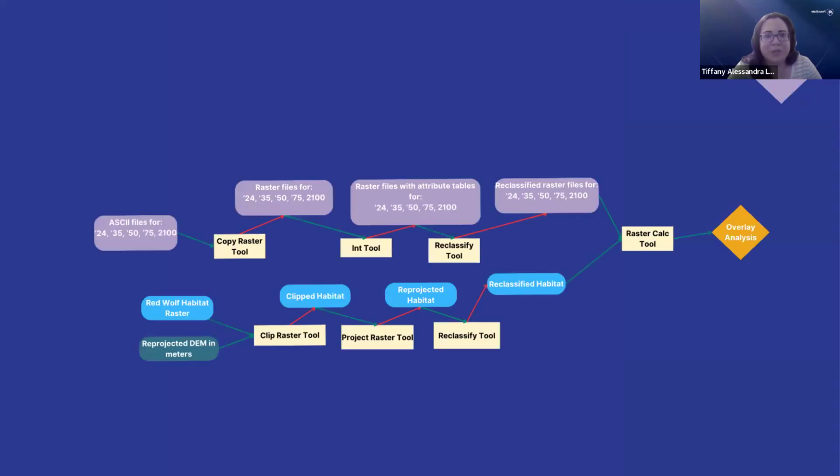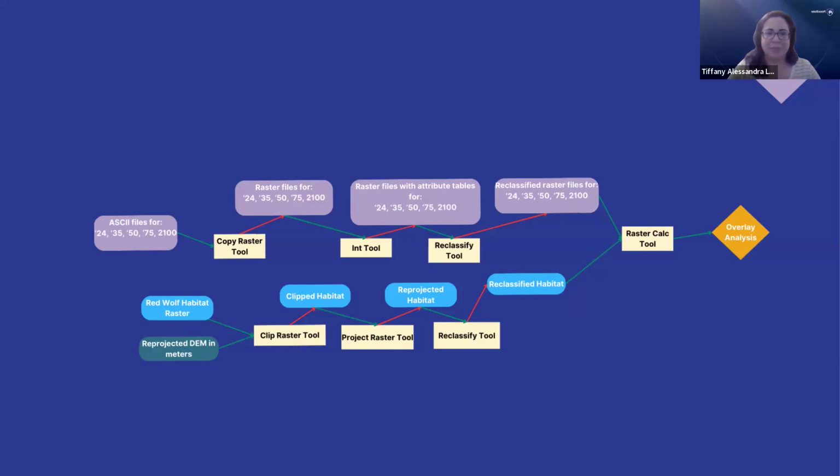So once SLAM was run, I had another data preparation phase to go through. For each of the years that I used in that custom time series, I was left with an ASCII file, and that ASCII file then had to be turned back into readable data. So I used another tool in ArcGIS Pro to turn that into rasters again. And then it did need a little bit of preparation. I had to use the integer tool to give it an attribute table.